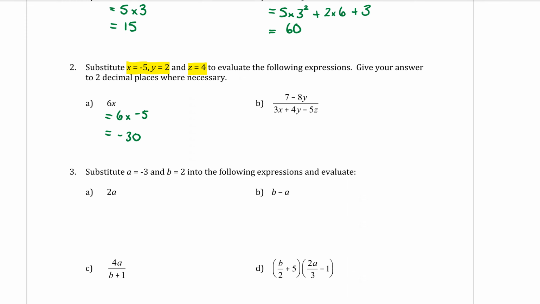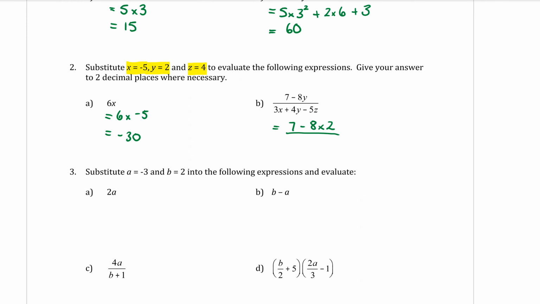Okay, B, a bigger one. So follow through the question. Start on the top. I have a 7. Then I have a minus 8y, which means 8 times by y. And remember up here, the highlighted part, the y is equal to 2.